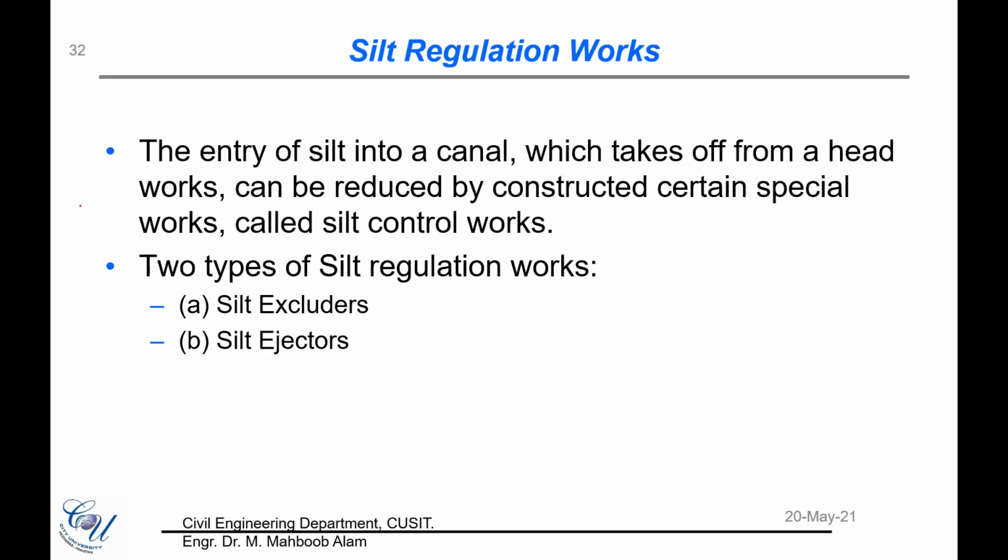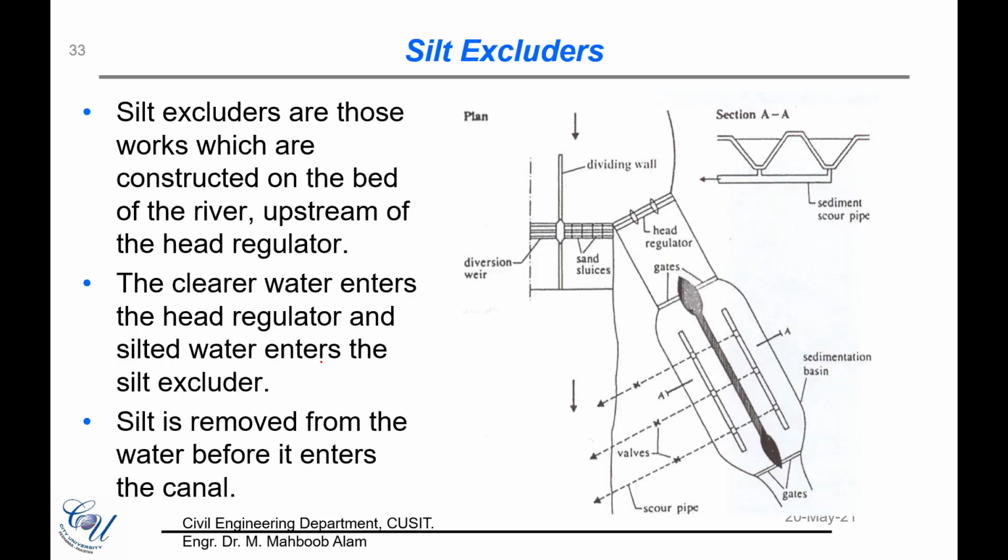Silt regulation works are another important structure in a diversion headwork. These are the structures which control the entry of silt into the channels or the canal. This is important. As I said earlier at the start of the lectures, we reduce the silt load entering the channel so that the water that is going for irrigation is mostly silt free. Usually we have two kinds of structures here: either silt excluders or silt ejectors.